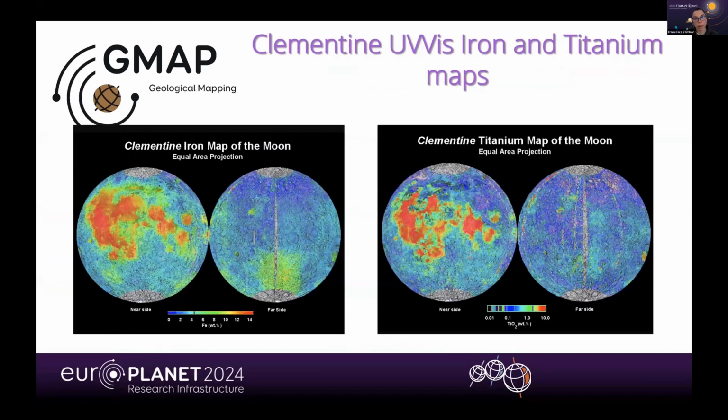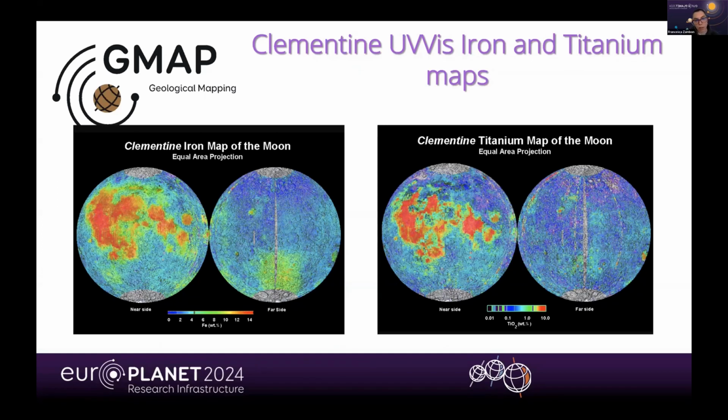Then also with Clementine camera, multi-filter camera, you can obtain the iron and titanium map. So you can see how much information you can have from a multi-filter camera.